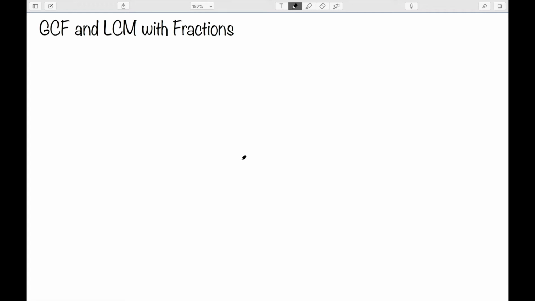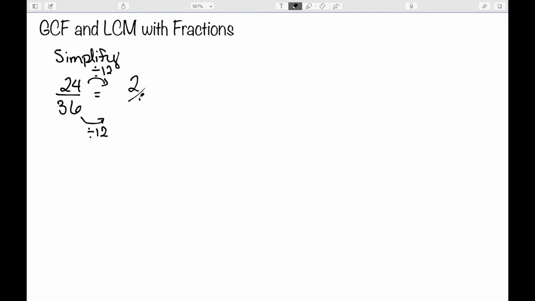In this video, I want to look at how we use the GCF and the LCM with fractions. Let's start with a problem like simplify the fraction 24 over 36. So I want to put this in simplest terms. Well, I may be able to say the top and the bottom have a 12 in common, so I can divide by 12. And that gives me 2/3.